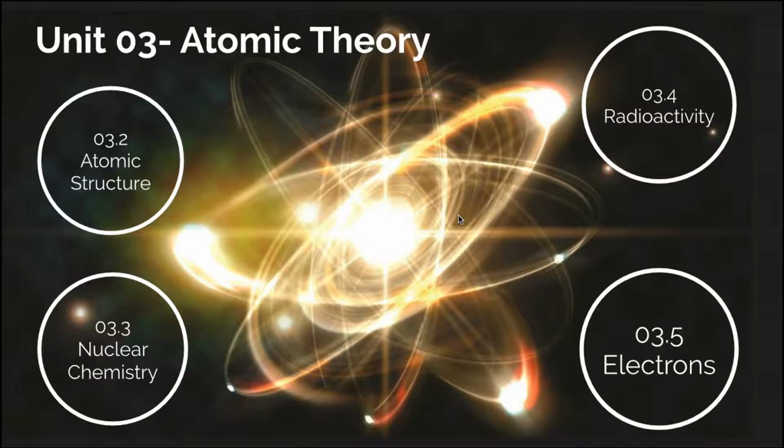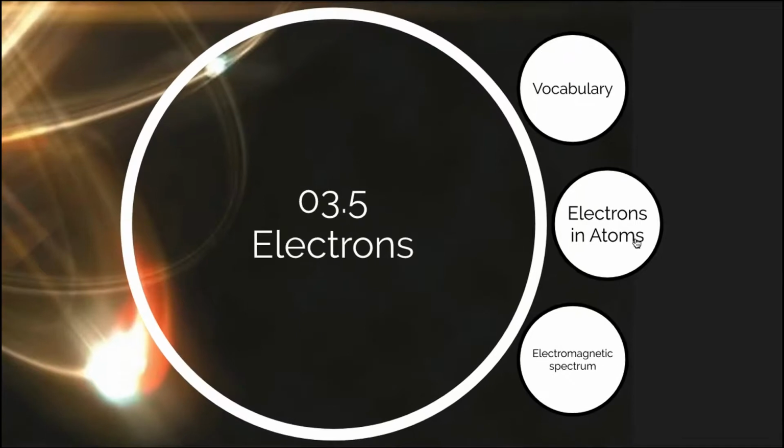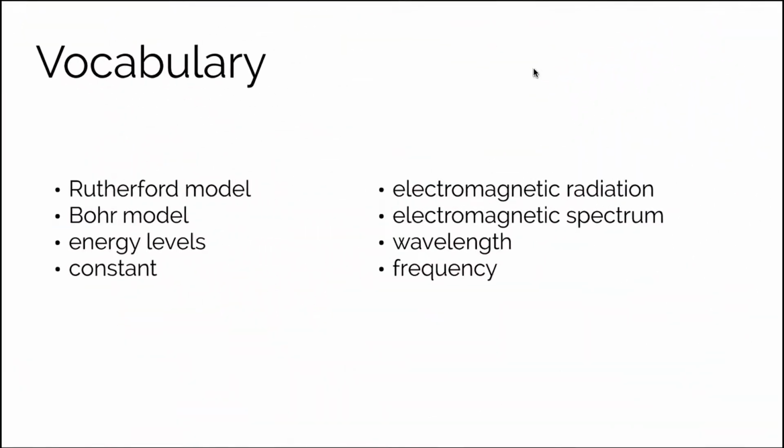Now, let's talk about the fifth section, which talks about electrons and the electromagnetic spectrum. In the vocabulary, by the end of this lesson, you should know all these terms, which are the Rutherford model, Bohr model, energy levels, constant, electromagnetic radiation, electromagnetic spectrum, wavelength, and frequency.